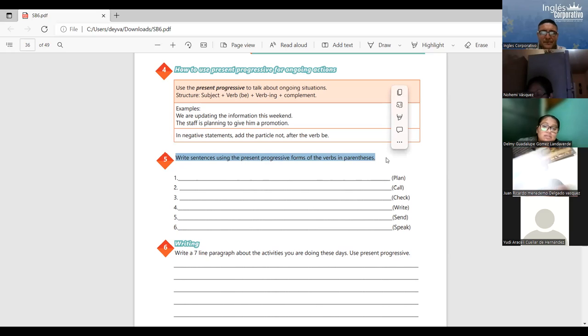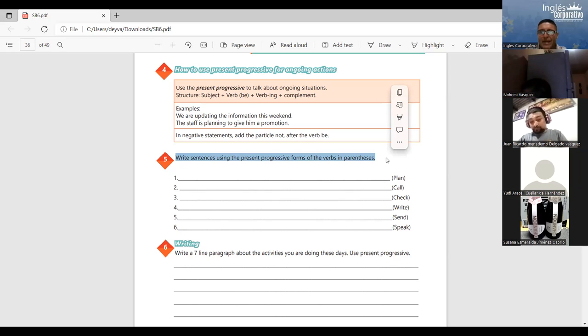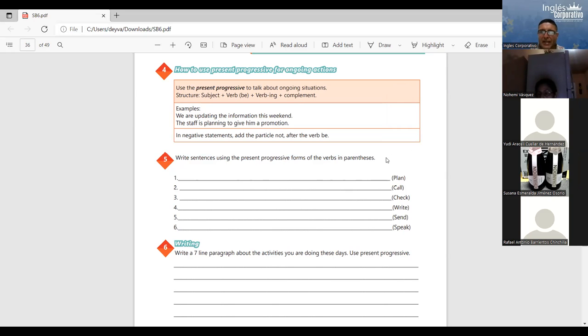Me, teacher. Go ahead, please. Write sentences using the present progressive forms of the verbs in parentheses. Very good, thank you. So we have six different verbs. We have plan, call, check, write, send, speak.